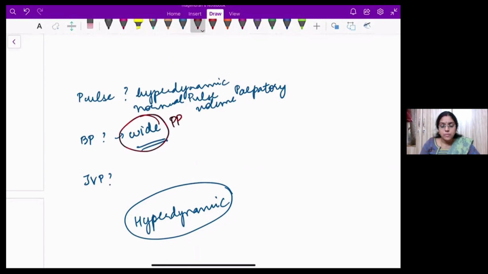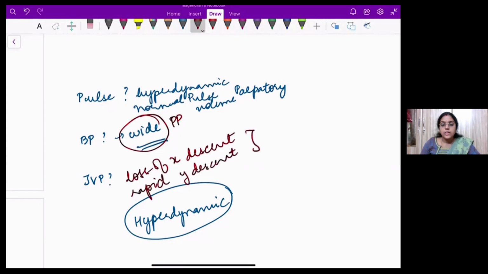So what happens to JVP? JVP will be almost similar, because the patient can have right ventricular hypertrophy. He will have tricuspid regurgitation. The same things will be seen. Okay. So it will be loss of X descent, then rapid Y descent. These are the things that will be present.